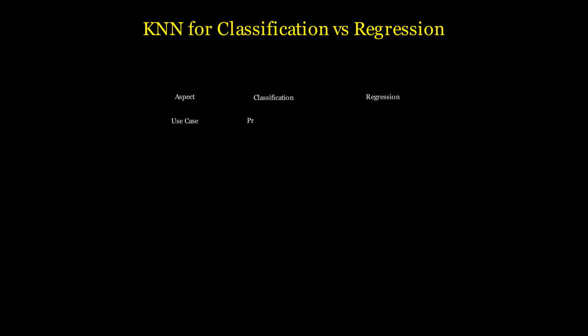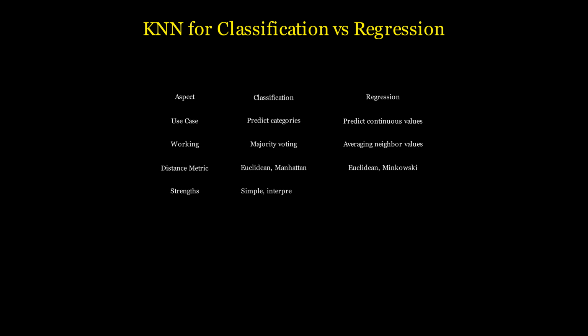KNN is a versatile algorithm that can be used for both predicting categories and continuous values. Let's dive into the details. Here is a table summarizing the key differences between KNN for classification and regression. We will go through each row step by step to understand the use cases, how it works, strengths, weaknesses, and best practices.